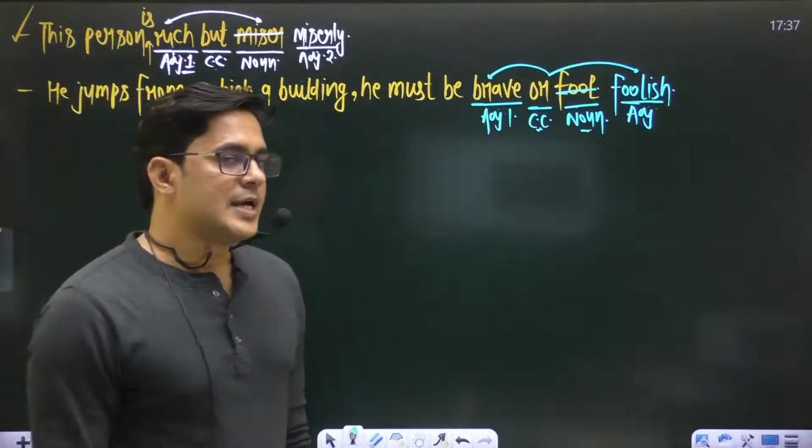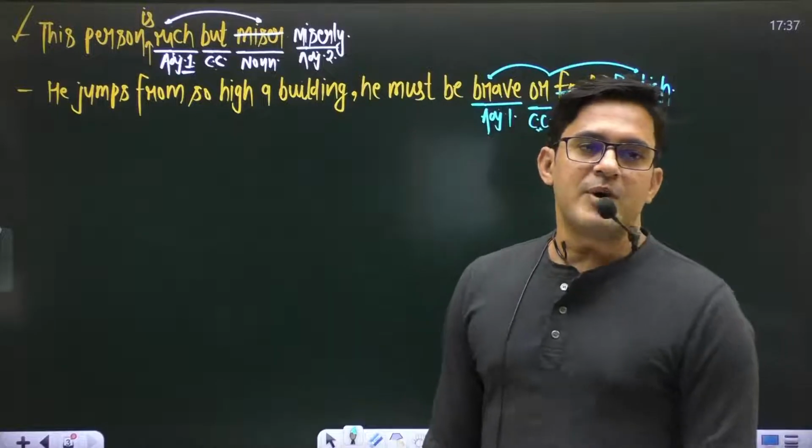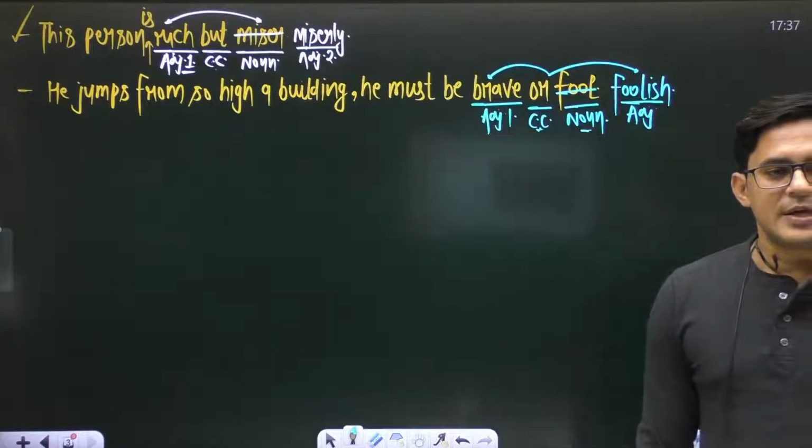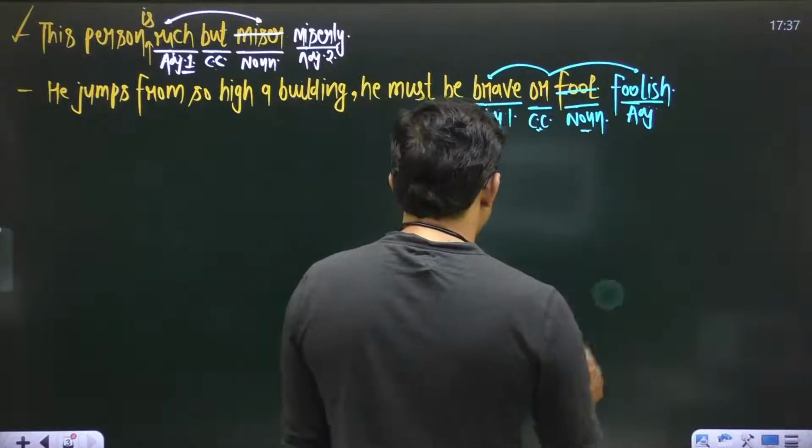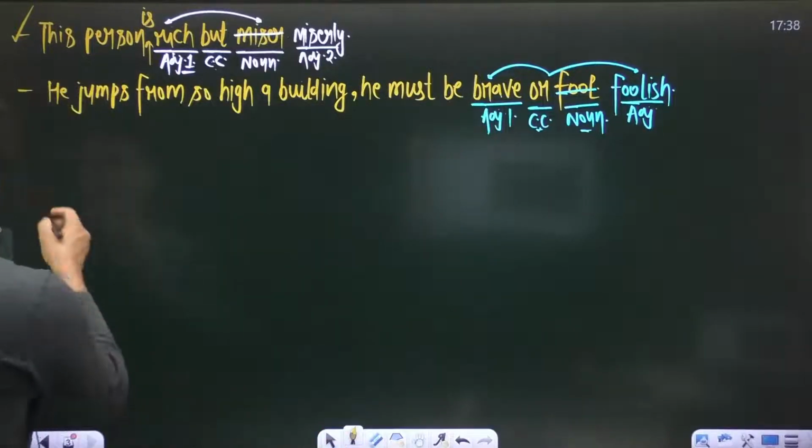The sentence will be like, he jumps from so high a building. He must be brave or foolish. Now the sentence is okay. Okay, let us learn. You have to reply, what is the error part in the sentence.